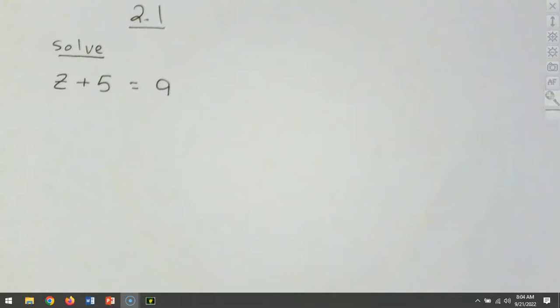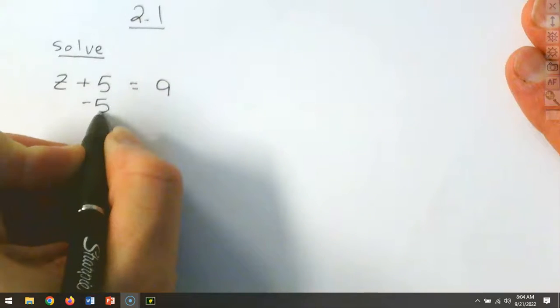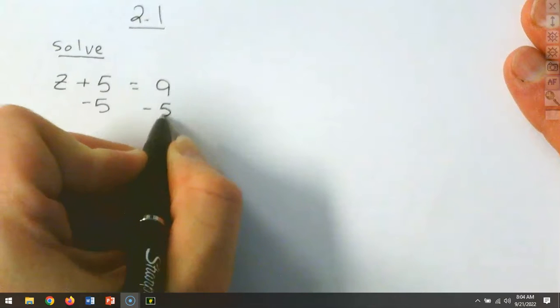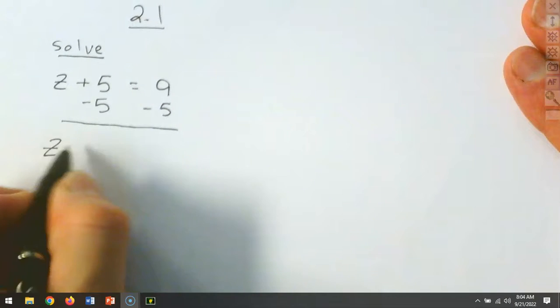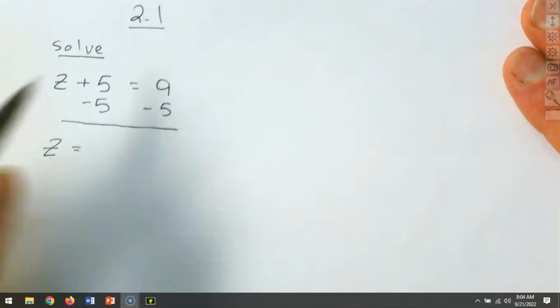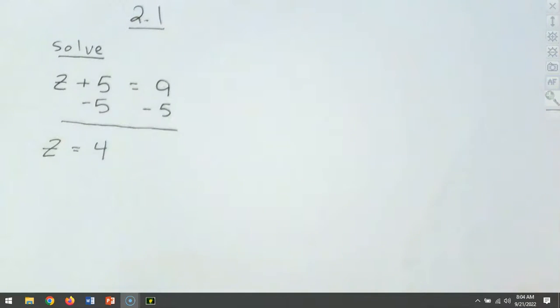So I want to move that 5 over. Right now it's a positive 5, so we look in terms of opposites, and the opposite of a positive 5 is a negative 5. So we move that 5 over to the right-hand side, and then we have now solved this, and we have z equals now 9 minus 5, z equals now 4. Okay, so that's what we're working with there, and that's going to be z equals 4.